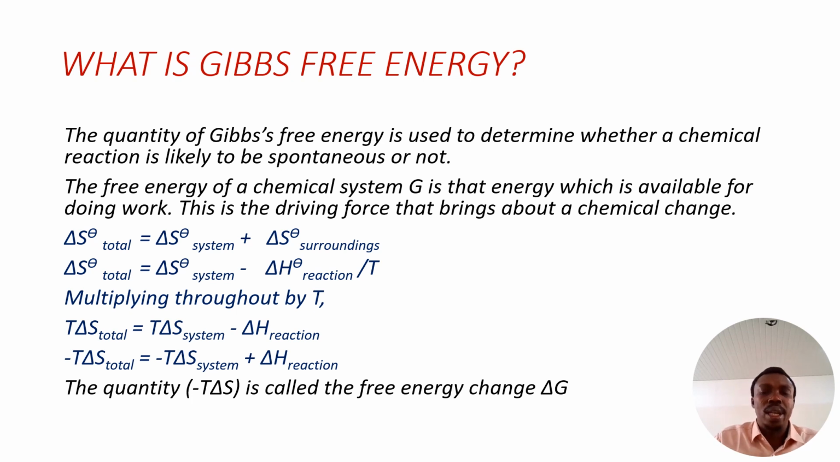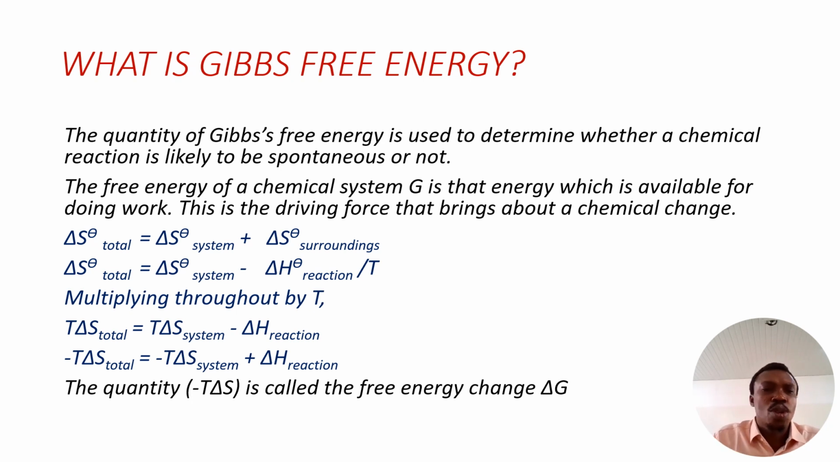If we want to talk about the Gibbs free energy, it has to do with the enthalpy of the reaction and the entropy. So the free energy of a chemical system, G, is that energy which is available for doing work. So this is the driving force that brings about a chemical change. It's a factor, in fact, that helps us to determine whether a reaction is likely to occur or whether a reaction is not likely to occur.